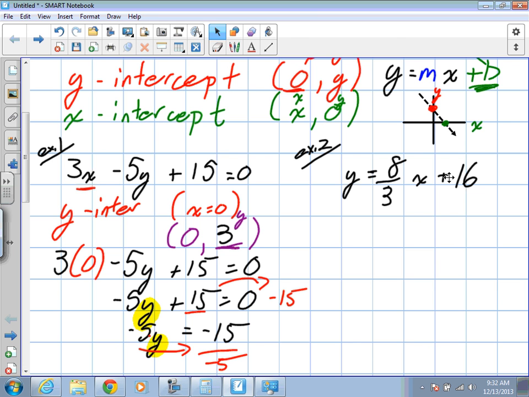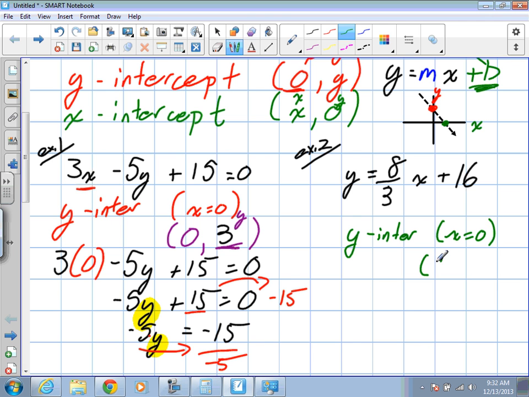Well, how can I find my y-intercept very quickly? No, that's not our y-intercept. Remember, a y-intercept is when we set x equal to 0. Okay? So it becomes 0 and some y value we're trying to find. In slope y-intercept form, what is the b value? What does that stand for? The y-intercept. It is 16.